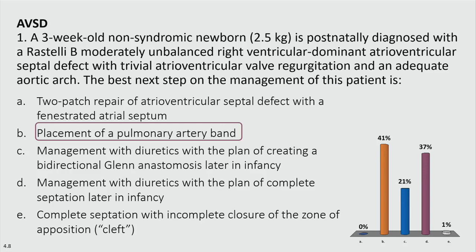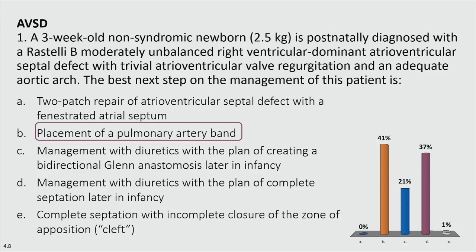You have a moderately unbalanced canal. That means we're not necessarily sure whether this patient is going to be committed to a biventricular repair or a single ventricle repair. So you want to protect the circulation in case a single ventricle repair is going to be the next step. Now, with management with diuretics until getting a Glenn, the problem is that you're not protecting the circulation. When you come back for a Glenn, you're going to have potentially high pulmonary vascular resistance, and that's not going to be a Glenn that you want to take care of.